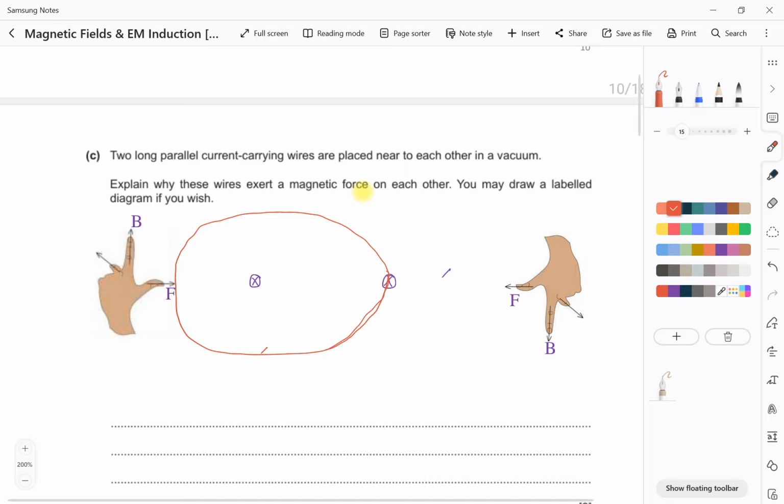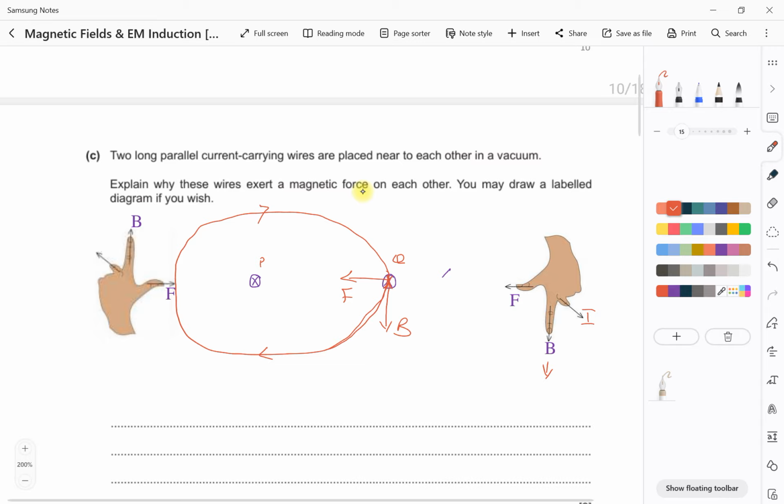The fingers fold in this direction here, and it means that at this wire here, let's say this is P and this is Q. At wire Q, the magnetic field is a tangent downwards, so this is B. But remember, the current here is into the page. So if the first finger is into the page, the second finger is downwards, the thumb points to the right. So this one experiences a force caused by the magnetic field of P in that direction. So this is the force on wire Q caused by the magnetic field of wire P.